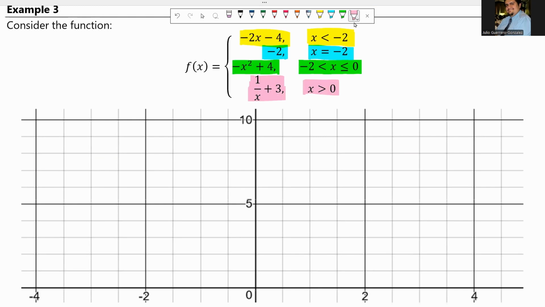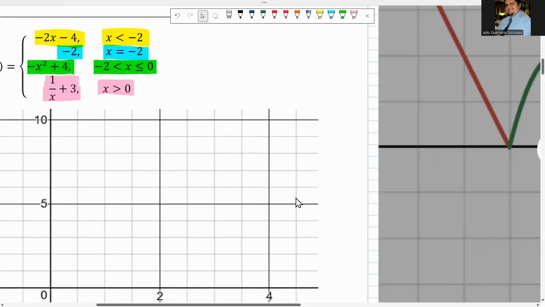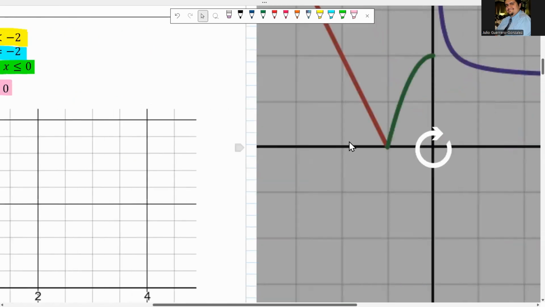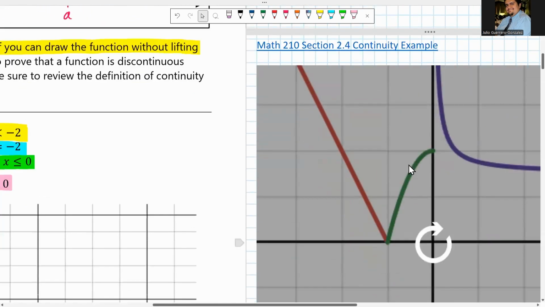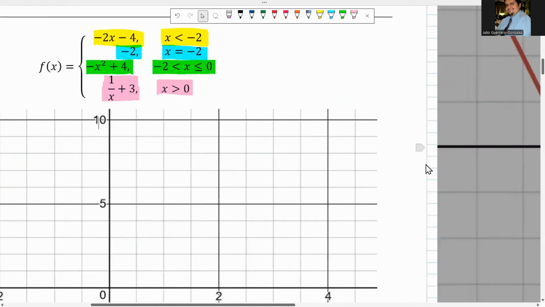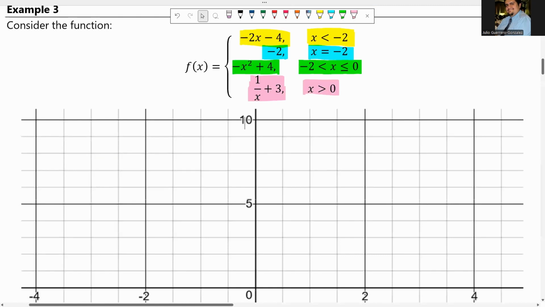Now, you can go ahead and attempt to graph it. If you take a look over to the right of the notes, I put the graph of the examples already, so you don't have to if you don't want to. What I'm going to do is open up Desmos since I have it set up already.